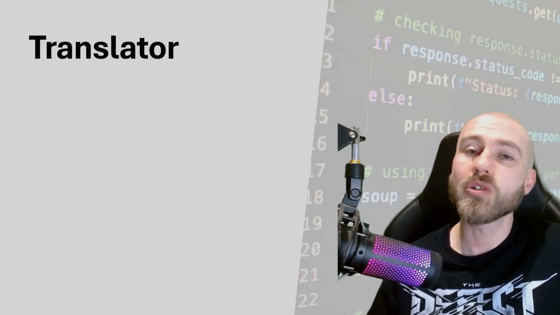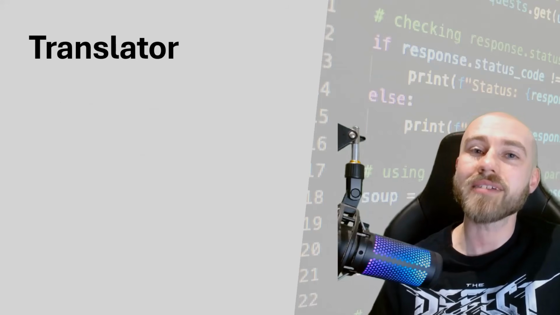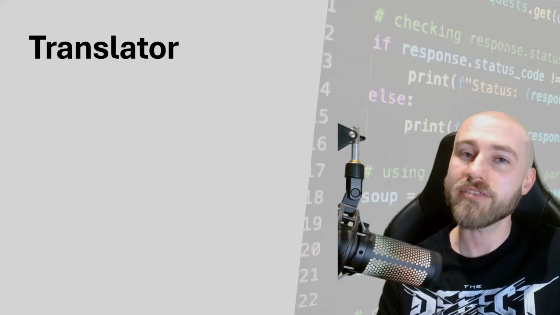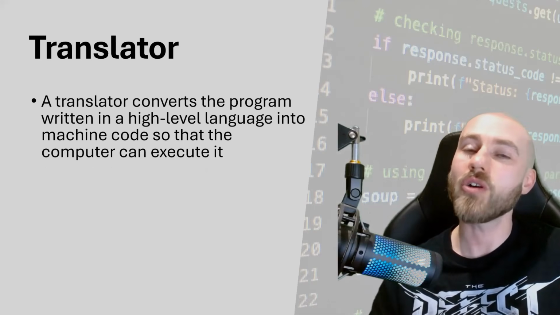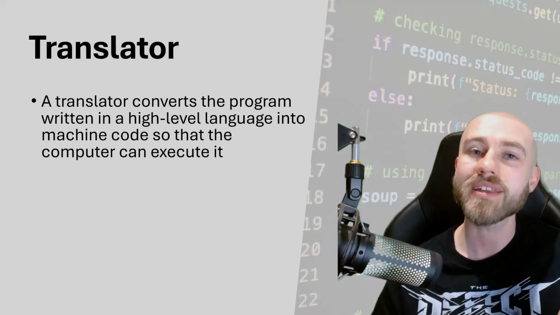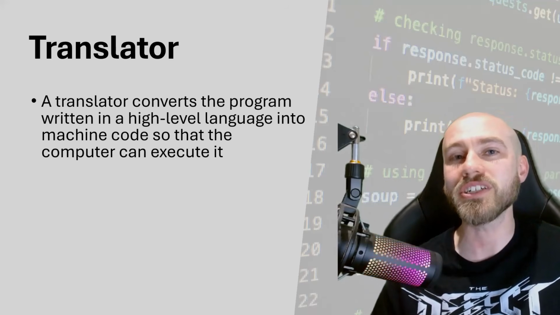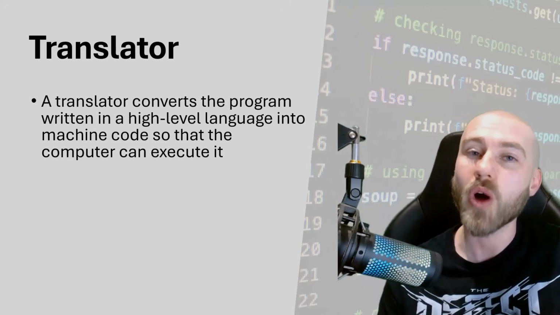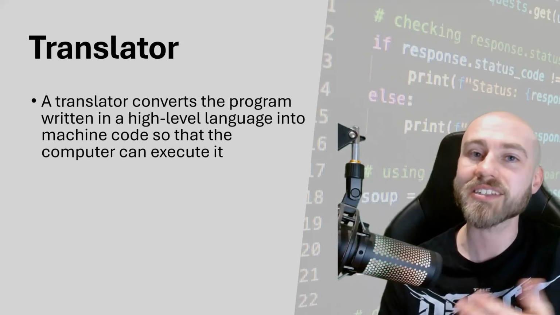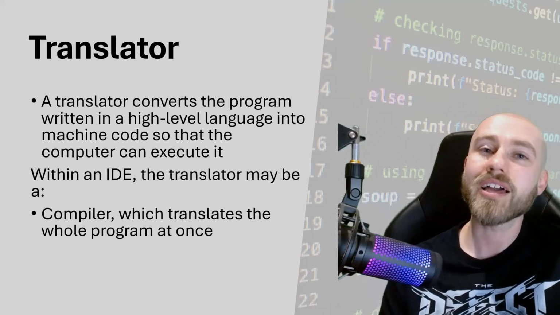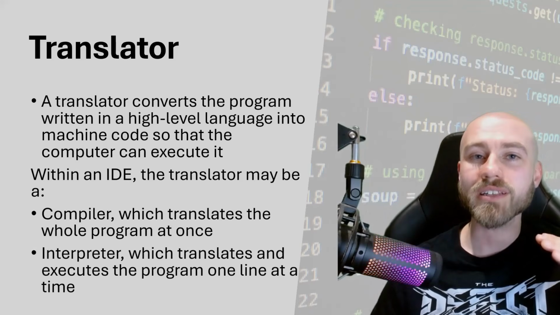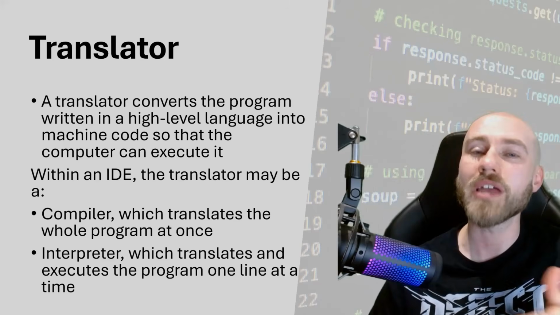Finally, another tool of an IDE is a translator. We've got a full video on different translators, but we're going to just recap it really quick. A translator is when you've got your high-level code, something like Python, and it gets translated into machine code so that it can be executed. This is another tool of your IDE being able to do this. And the two that we discussed is a compiler, which will translate the entire program at once, and an interpreter, which will translate it line by line, and it will stop if it finds an error.